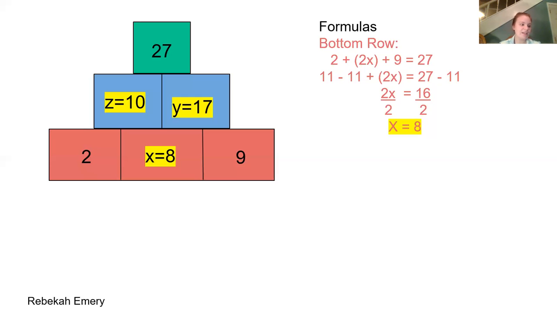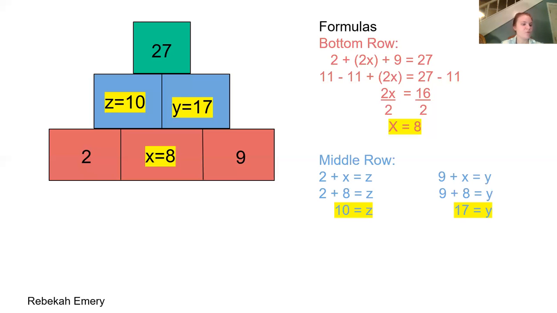When you plug 8 into the pyramid for x, you are able to solve for z and for y in the middle row. Finally, you can check your work to see if your answers are correct by adding z and y together. Z equals 10 plus 17. 10 plus 17 equals 27. Our answer is correct. This equation is complete.